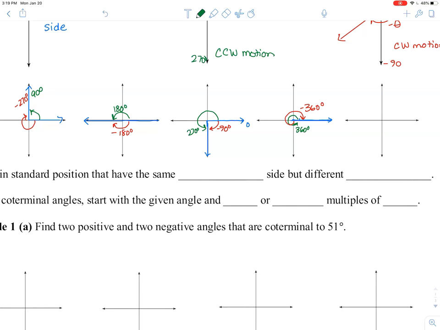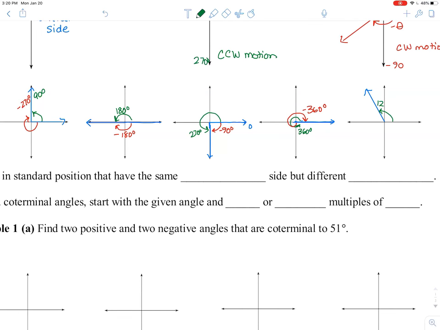So what does it mean if we don't land on an axis, the x-axis or the y-axis? Let's say our terminating side is here. Well, I don't know what that measure is until I get some kind of positioning from my initial side. So if I'm rotating up 90, we'll just say that that's possibly 120 degrees in a positive rotation. If I go in a negative rotation, I'd have to do 360 degrees minus 120, so I would say that that's a negative 240 degrees.